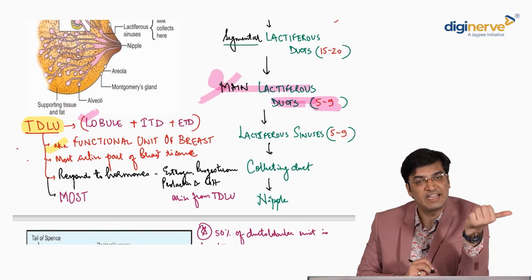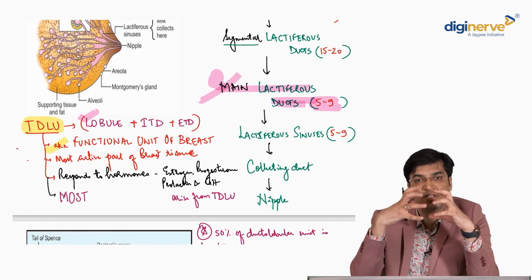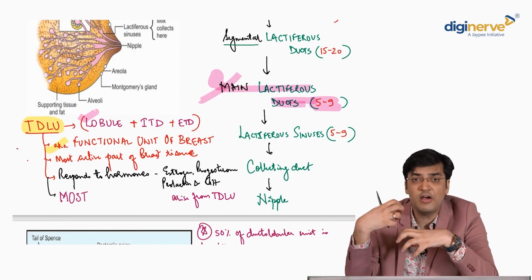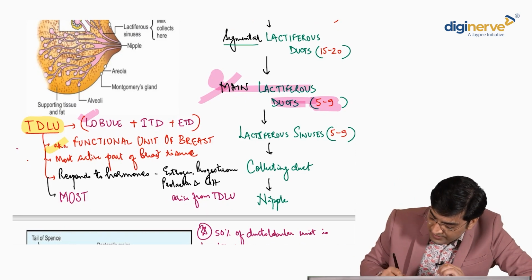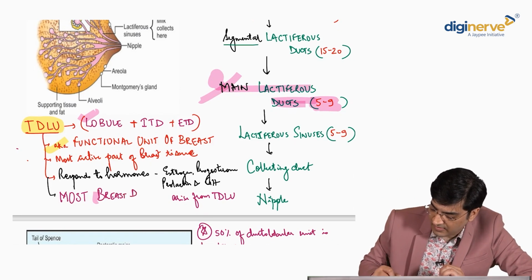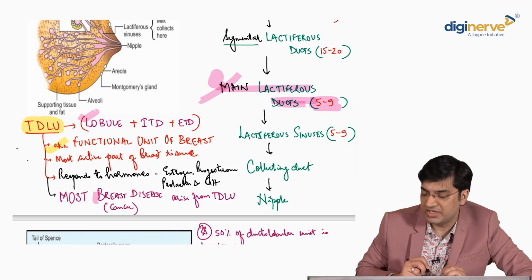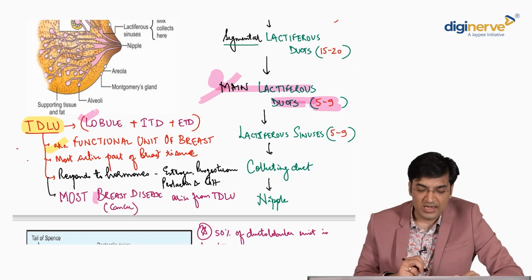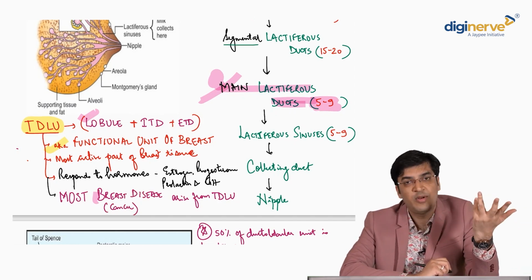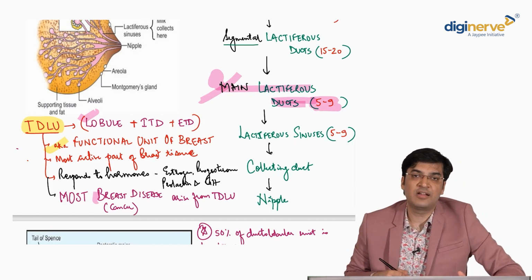Now, it is the most active part of the breast tissue, and one more thing that you need to remember is that the majority of the breast diseases originate from this functional unit, including your cancers. Okay, so most breast diseases, including cancers, originate or arise from the TDLU. Now, this TDLU is responsive to hormones, especially estrogen, progesterone, prolactin, and your growth hormone. Okay, so this is about the terminal duct lobular unit.